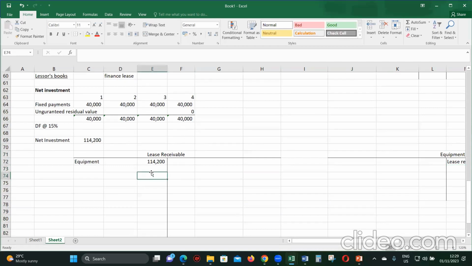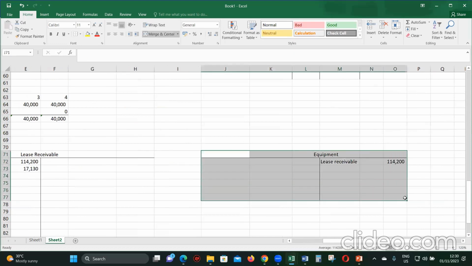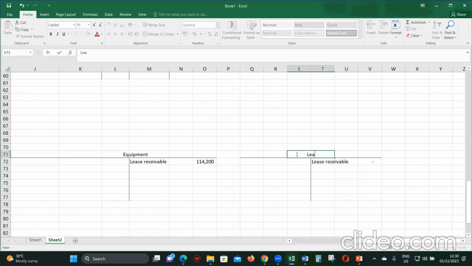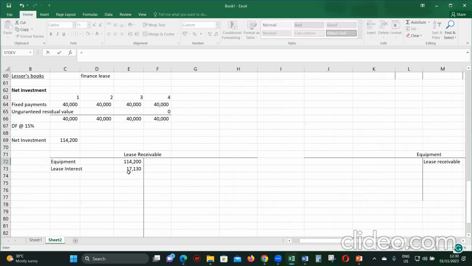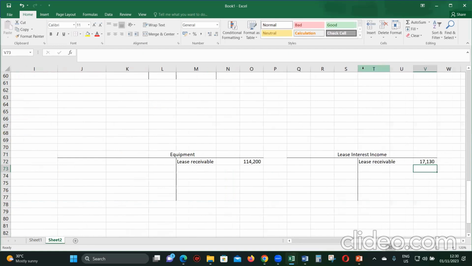Okay. Now, for this lease receivable amount, you are receiving income. Why? Lessee is paying you lease interest. From the lessor's side, it is an income. So shall we calculate? 114,200 multiplied by 15% is 17,130. What is this? Lease interest. It is not an expense, it is the income. So if you can quickly prepare the lease interest income ledger account, from the lease receivable account you are getting 17,130. I hope this is clear.